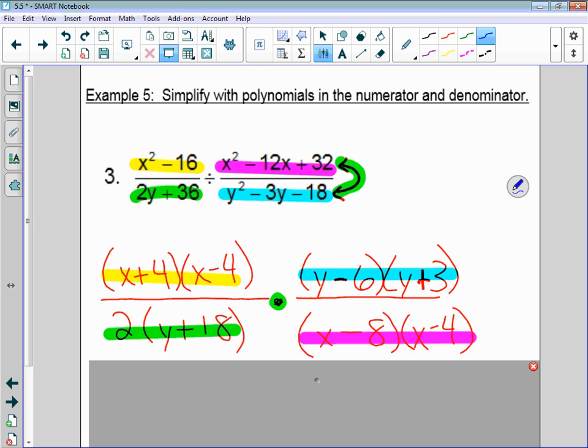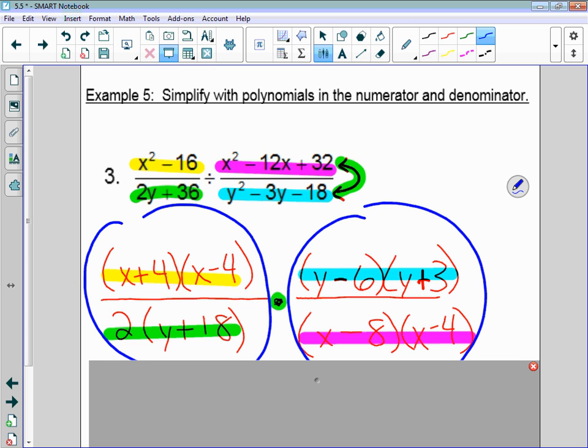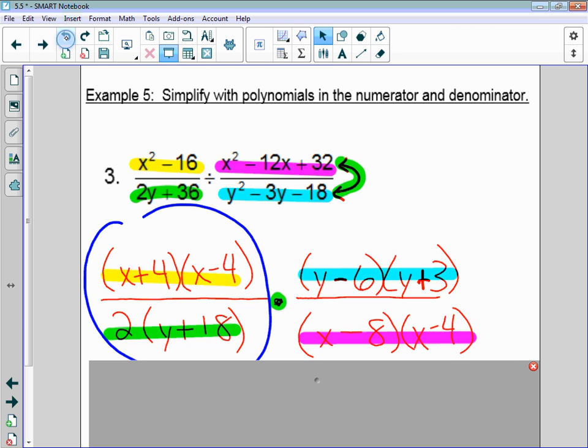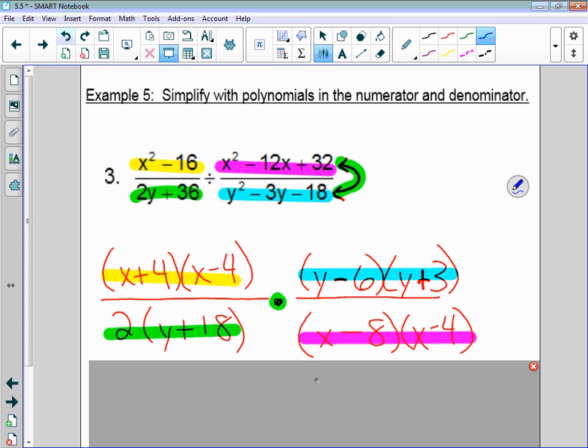Again, we are going to look vertically to see if we can cancel anything out. So if I look at this, there is nothing alike. If I look at this part, again, nothing alike. So we cannot factor anything out of either of those two items. So now I'm going to look diagonally. And the only item that cancels out are the x minus 4s. Remember, with the factors, you can only cancel out identical items.